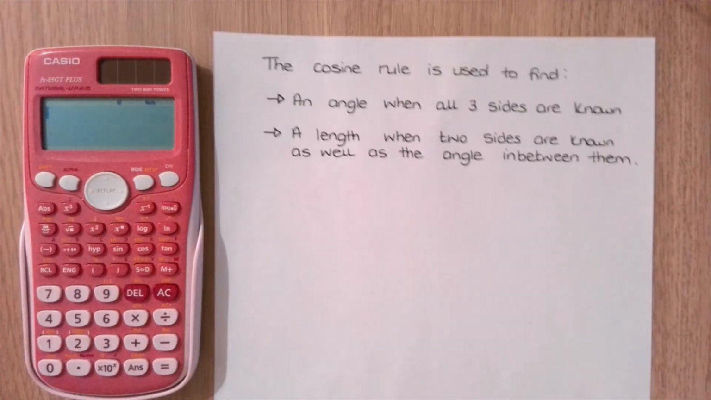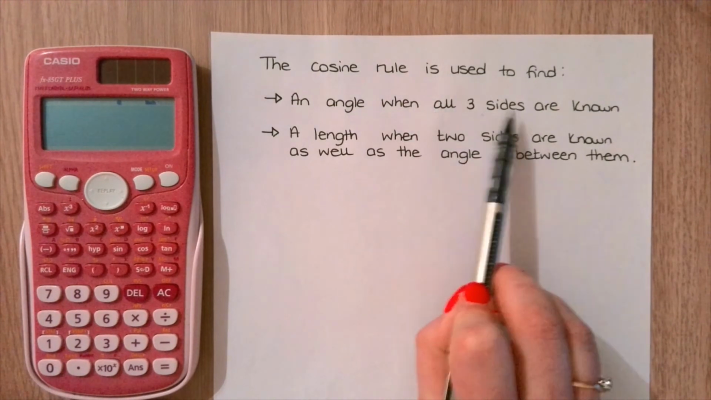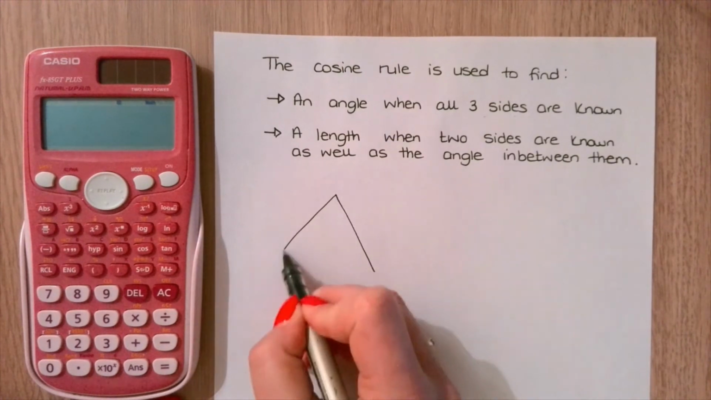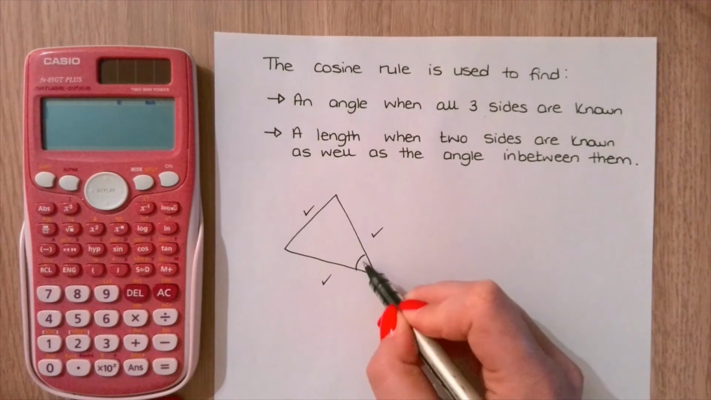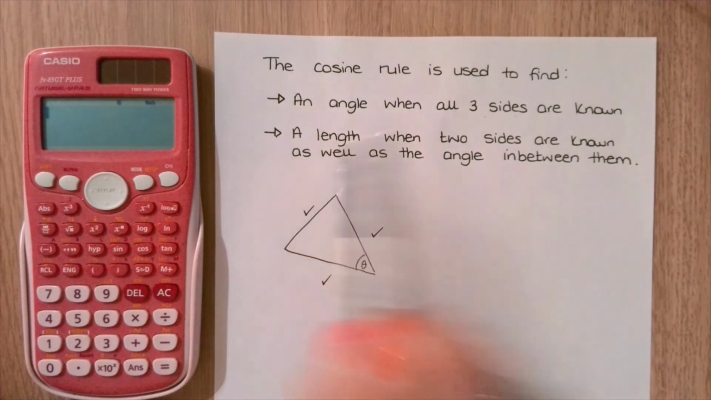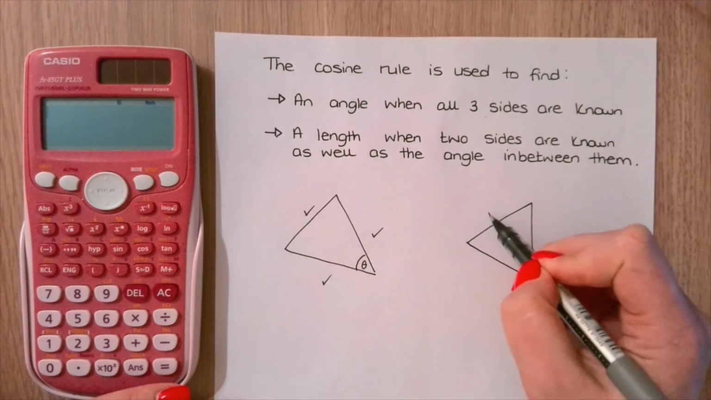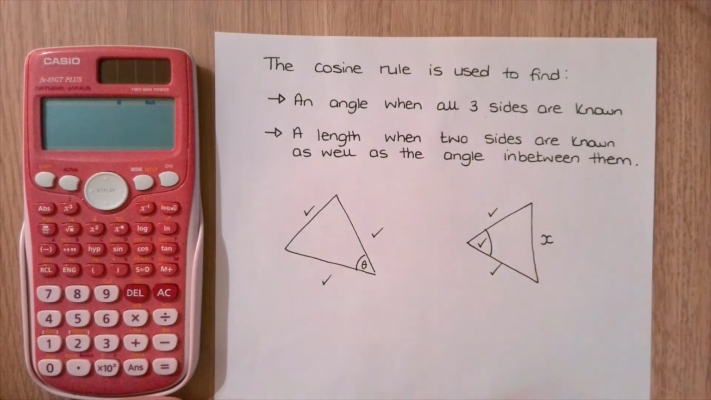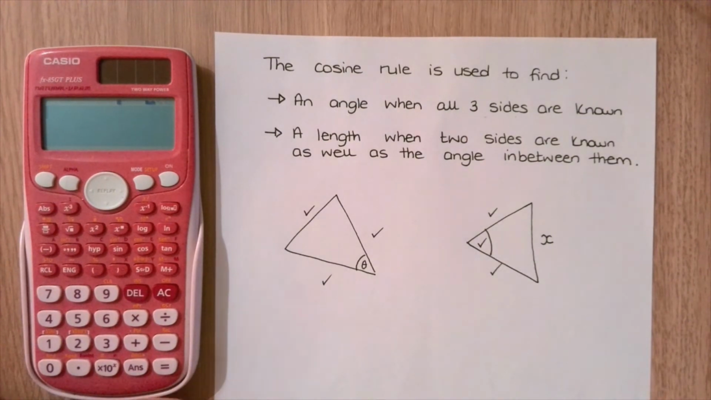For the cosine rule, to find an angle, I need to have all three sides known. So to find any angle, I need to know all three sides. To use the cosine rule to find a length, I need to know two sides, the angle between them, and I need to be looking for the length that is opposite the angle that I know.